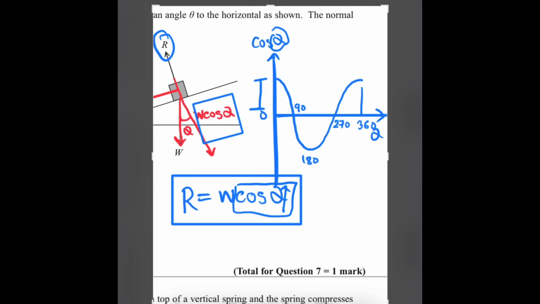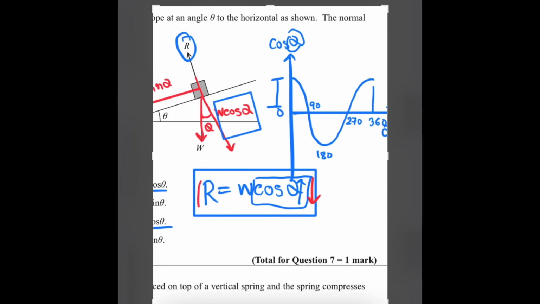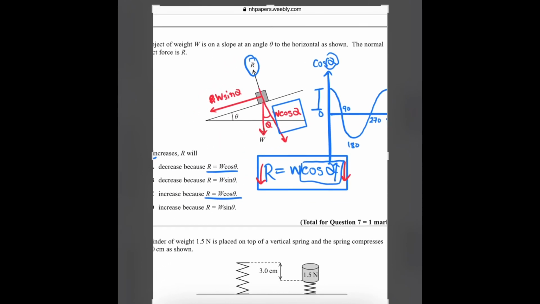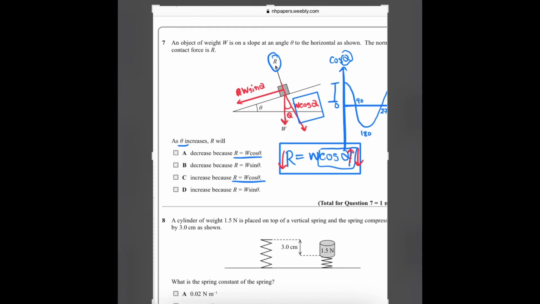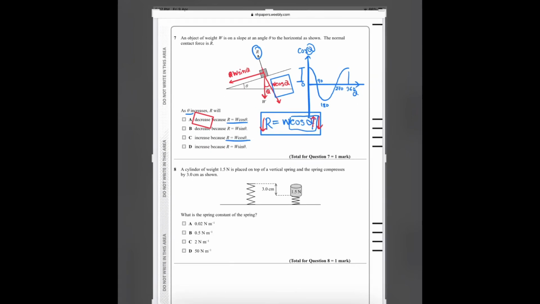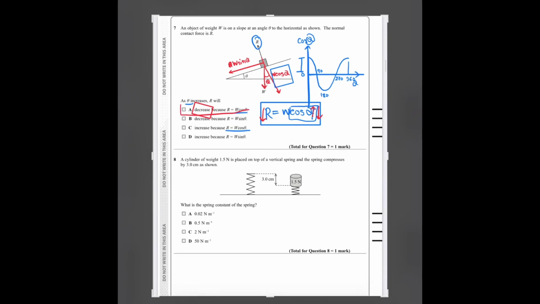Since the overall value of the right hand side will decrease, the value of the left hand side should also decrease. So as the value of theta increases, the value of cos theta decreases. So R would decrease since R equals W cos theta. So the answer to this question is A.